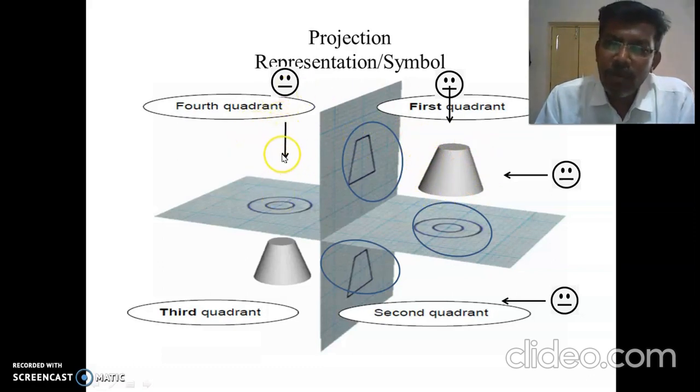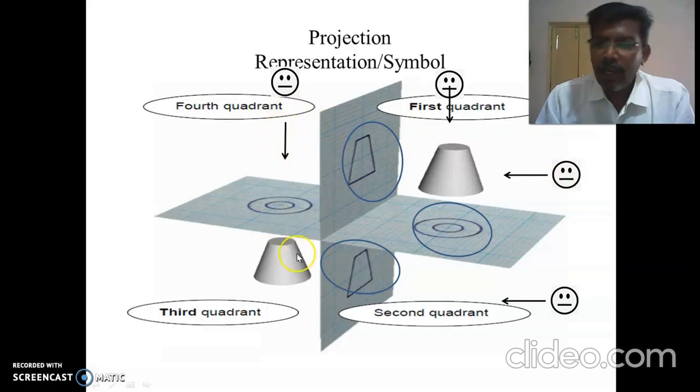Now this is above the horizontal plane and behind this one, because you are sitting in the same place and you are observing it. That is nothing but this object is behind the vertical plane. And you see the same object here, in the third quadrant. You are here. That is nothing but the object is behind the vertical plane and below the horizontal plane.